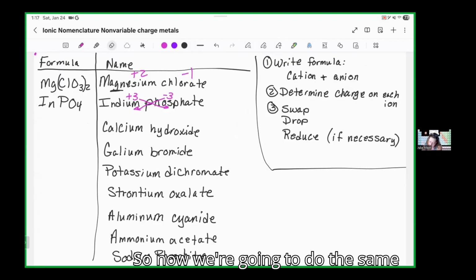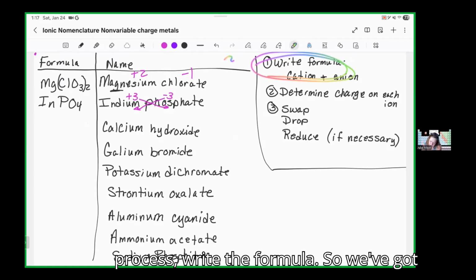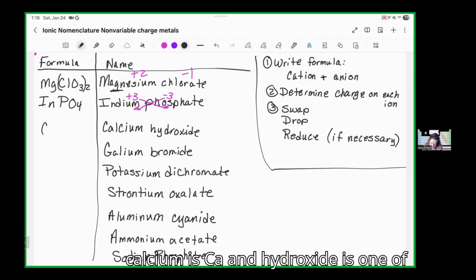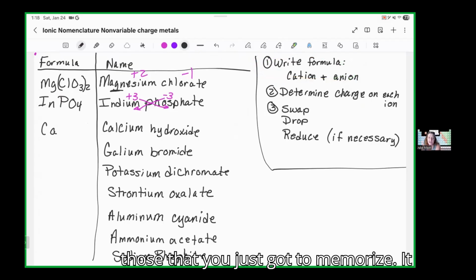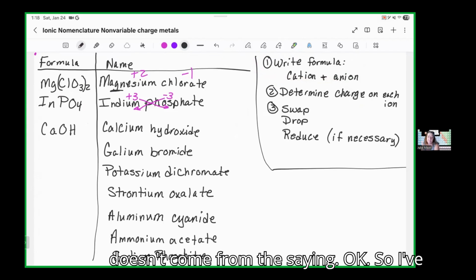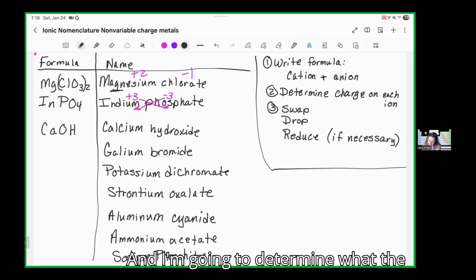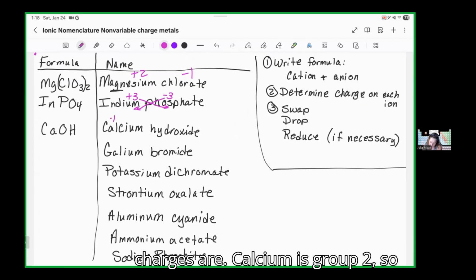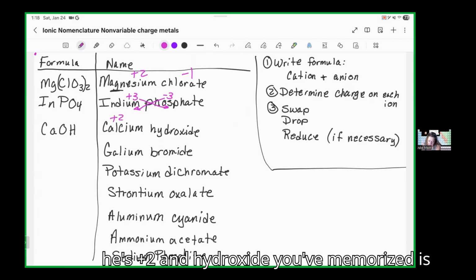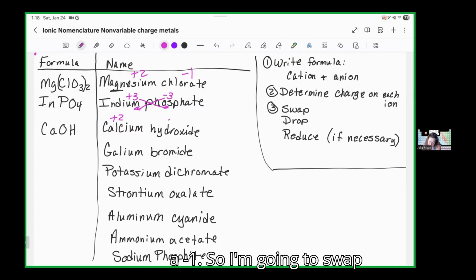Okay, so now we're going to do the same process, write the formula. So we've got calcium is Ca, and hydroxide is one of those that you just got to memorize. It doesn't come from the name. Okay, so I've got Ca for calcium, OH for hydroxide. Okay, I'm going to determine what the charges are. Calcium is group 2, so he's positive 2. And hydroxide you've memorized is a negative 1.